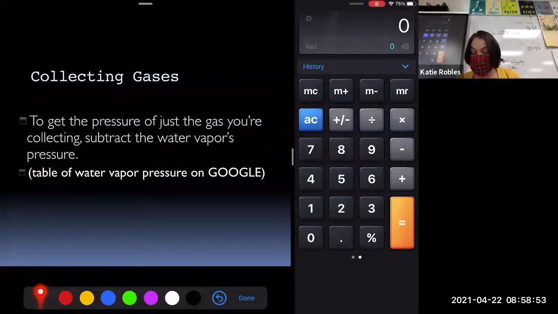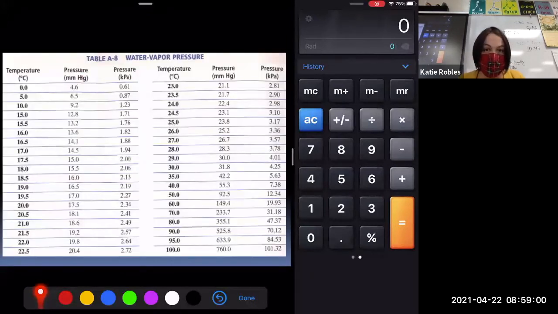There's a table of water vapor pressure on Google. There's probably 100 of them. I have one for you right here that you can look at from your notes. It's also attached to the lab today. It just says water vapor pressure is what it's looking at. And it's got degrees Celsius up here. So you need to know the temperature of the room. And then it tells you the pressure of water at both millimeters of mercury and kilopascals. If you have to Google this, you might find it in Kelvin, you might find it in atm, so just pay attention to your units.